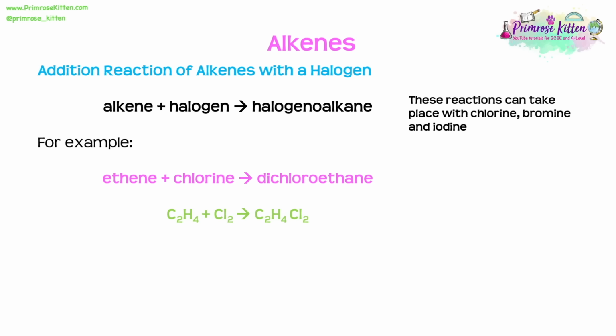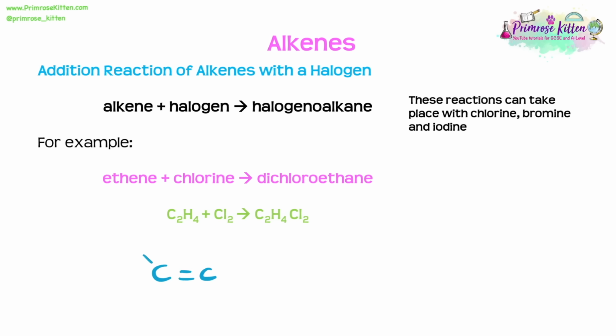Now let's have a look at the addition reaction of alkenes with a halogen. So what we see is an alkene plus a halogen makes a halogenoalkane. This reaction is the same regardless of the halogen, so these reactions can take place with chlorine, bromine and iodine. So let's look at an example. Ethene reacts with chlorine to make dichloroethane. Let's have a look at the structure of this.